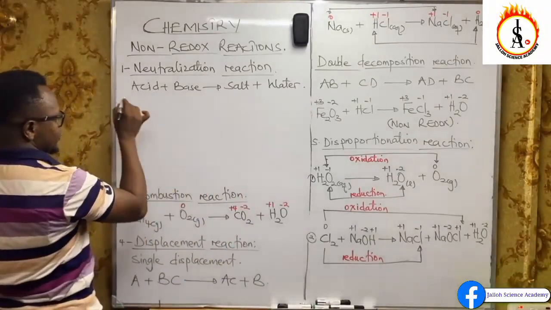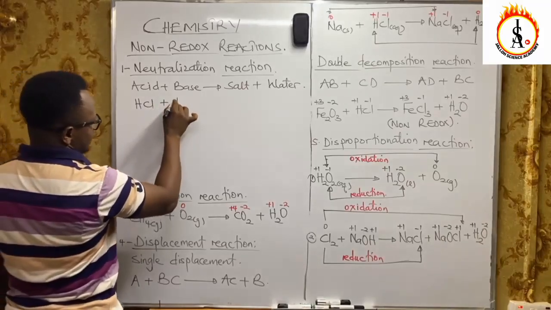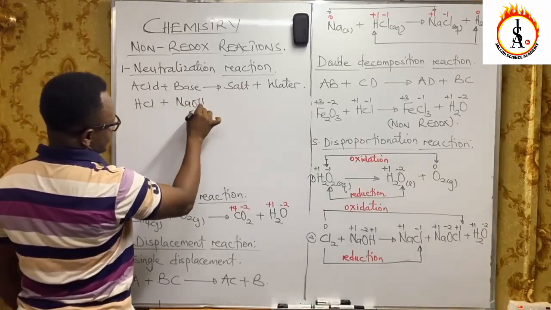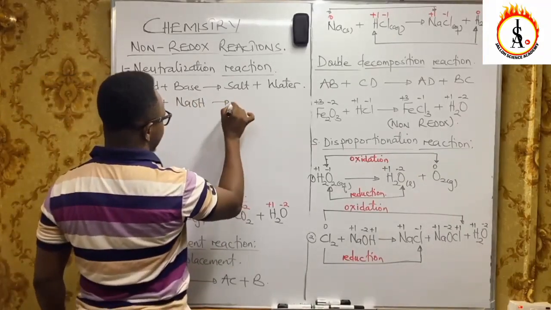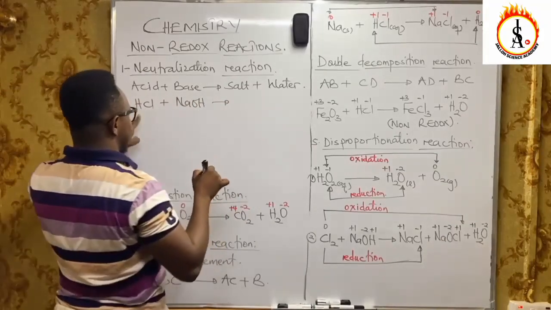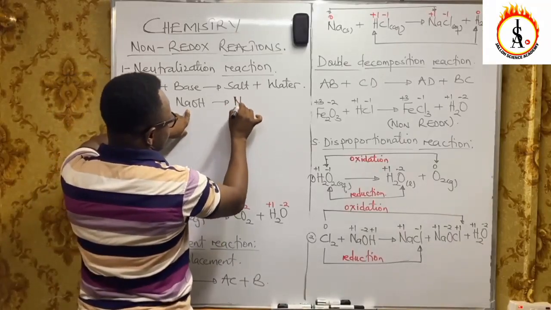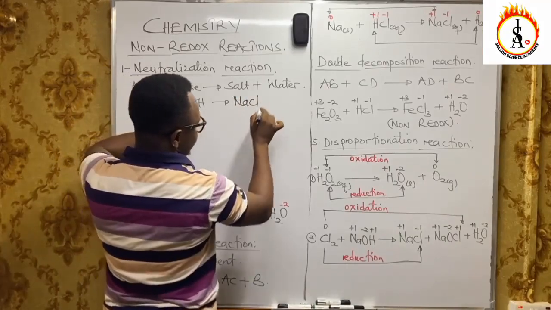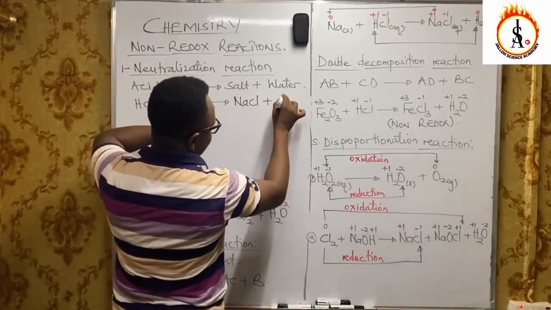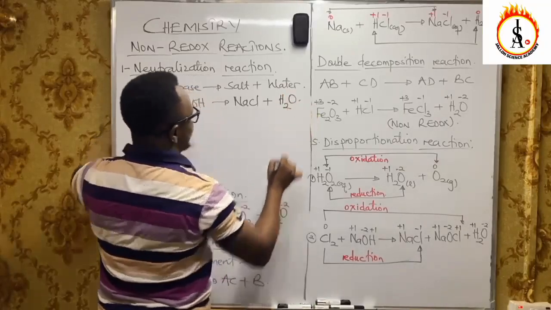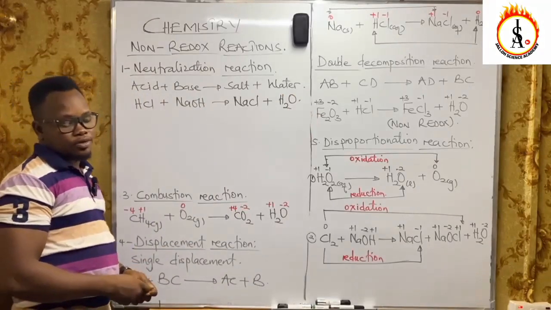So let's say here we have an acidic substance, HCl, reacting with a base, sodium hydroxide. If these two species react, what happens? The hydrogen here is going to be displaced by the sodium, and the sodium combines with the chloride to give us sodium chloride, and then the displaced hydrogen reacts with the hydroxyl to give us water. Okay, so this is an example of a non-redox reaction.